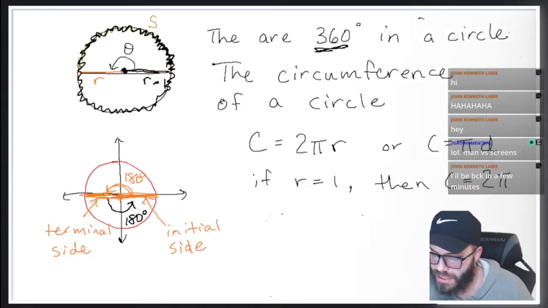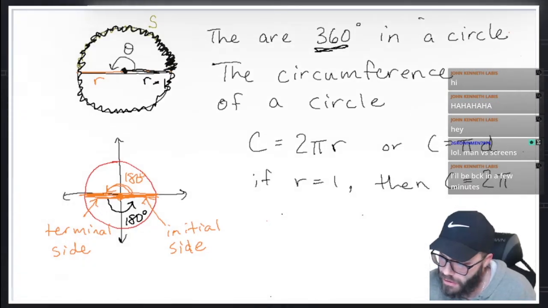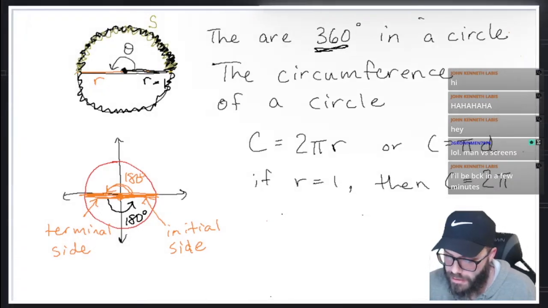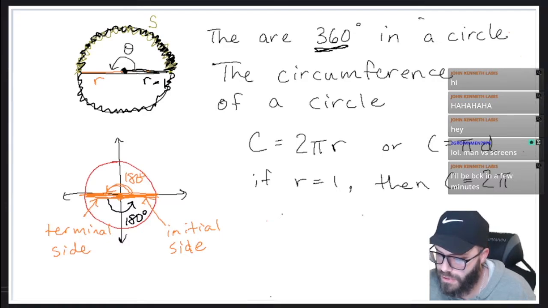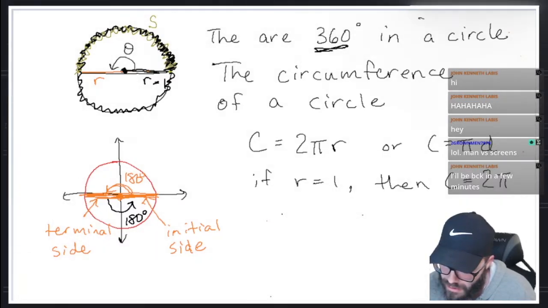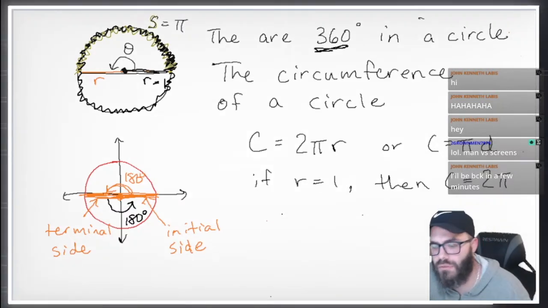The distance around the semicircle would be half that. All right, so the distance around the semicircle would be pi. Why is that important?